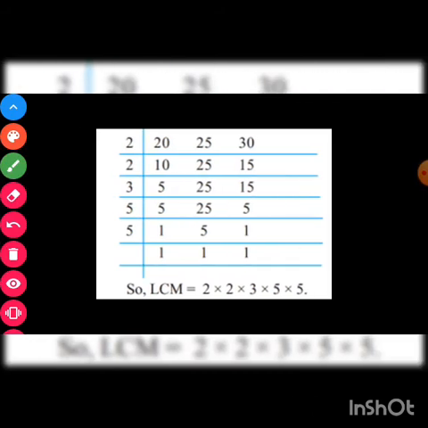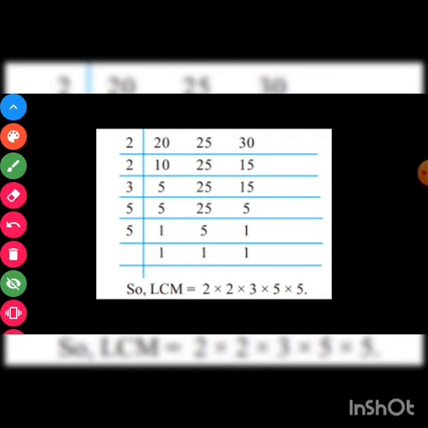One more example. The previous one we have done for 2 numbers. Now let us do it for 3 numbers. So the 3 numbers we are going to take are 20, 25 and 30. Again we'll try to use ascending order. So first of all we'll take the smaller number and divide as much as possible. We'll divide by the smaller divisor and then we proceed towards the bigger one.